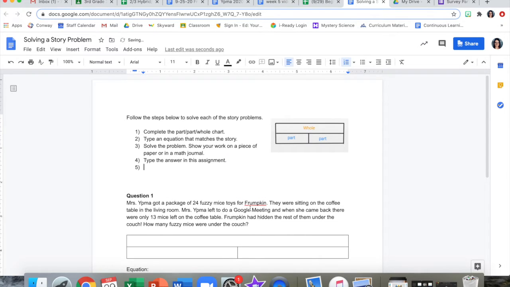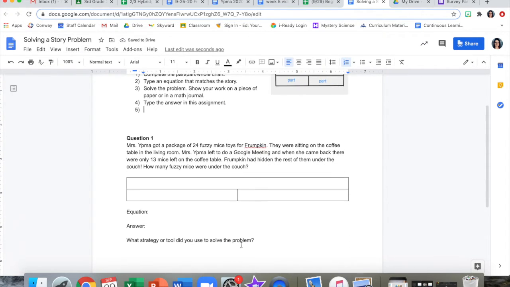After you type the answer, I'd like you to tell me what strategy you used. Did you use the number line? Did you use base 10 pieces? Did you do a break apart on paper? Whatever strategy you used, I'm curious. So right here, tell me about your strategy.